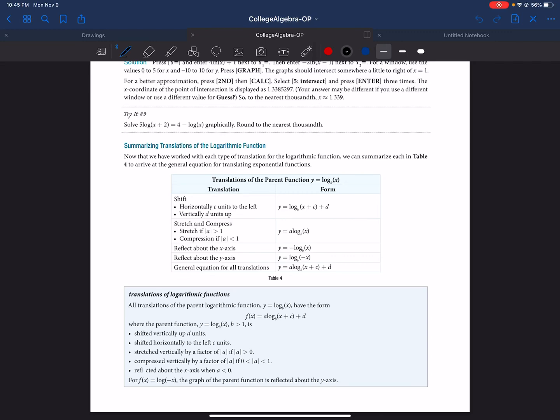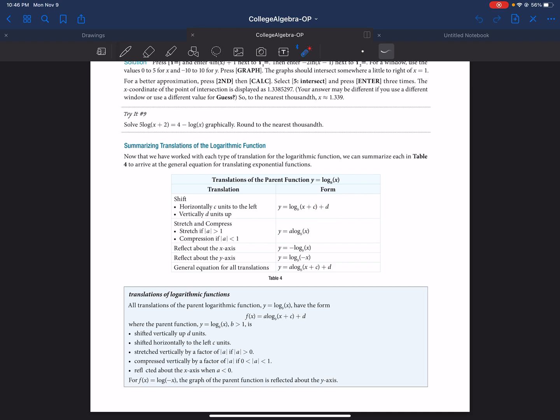Hello, class. Today we are going to look at the graphs of a logarithm, and I just want to call your attention to this page in our textbook. This has many of the different things that I'm going to go through already spelled out for us in here. So this goes horizontally C units left and D units up, and I'll show you what all that means here in just a second.